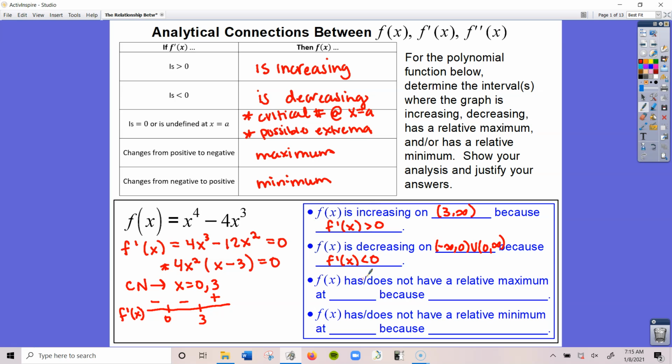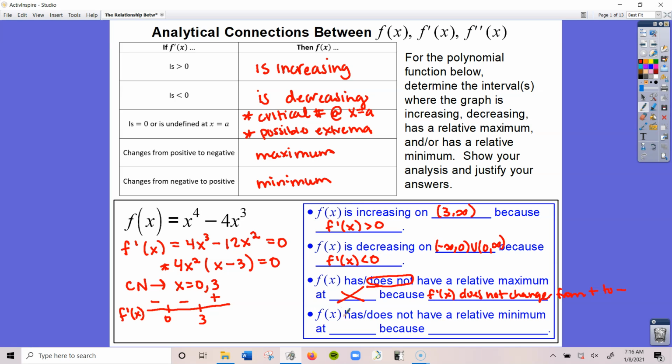Now f of x has or does not have, that's what we're going to determine now, a relative maximum. Now over here, remember, a maximum occurs when the first derivative changes from positive to negative, which it never does. So it does not have a maximum. We won't need to write anything here, and we would say because f prime of x does not change from positive to negative.